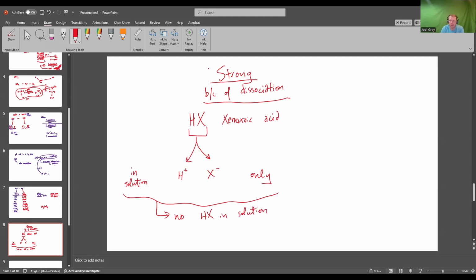because they separate completely. In solution, you will never see HX, just like HCl in solution. So let's say that you got some solid HCl and you added it to water. You will see H plus and Cl minus. You will never, ever, ever see HCl in water or in solution.